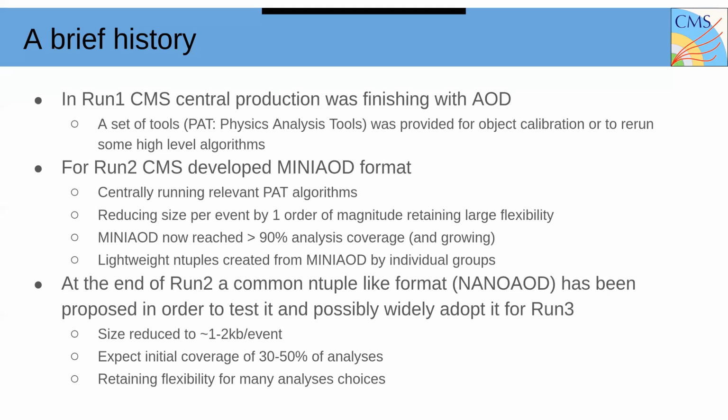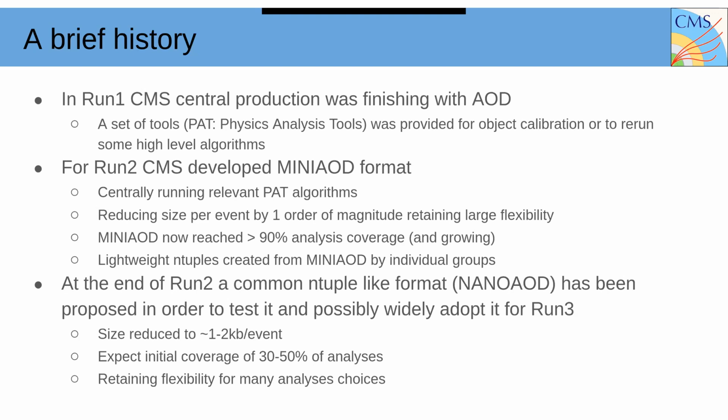Now, to put things in perspective, a raw event in CMS is order of a megabyte, and similarly a reconstructed event. And then when you get to mini-AOD, we are talking about 40 to 50 kilobytes per event. Now, during run 2, we started developing a common n-tuple format. So we were thinking if there is really a common base that we can have and can be widely adopted for run 3. The idea was to develop something which will reduce by at least an additional order of magnitude, and we get to the ballpark of 1 to 2 kilobytes per event.